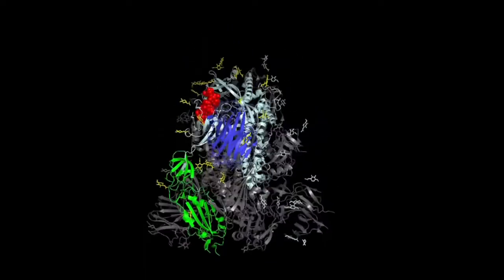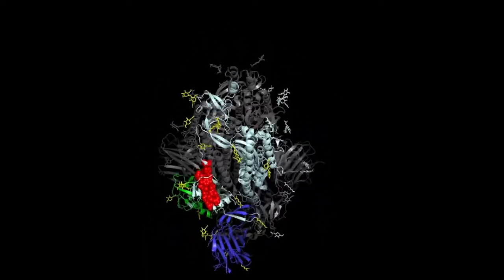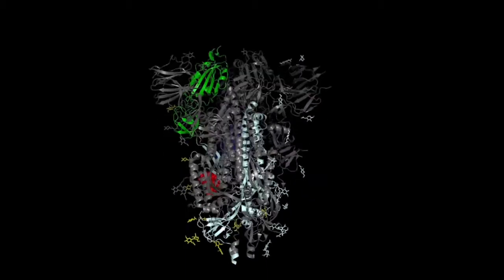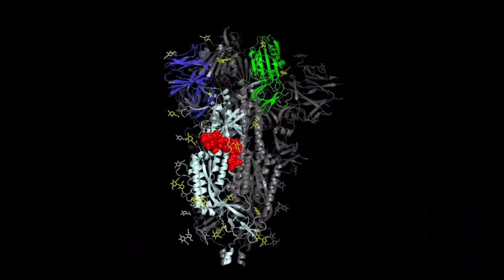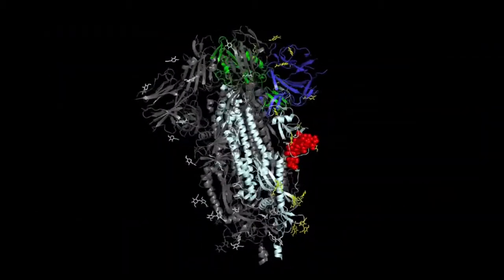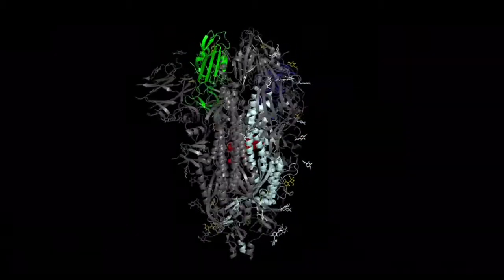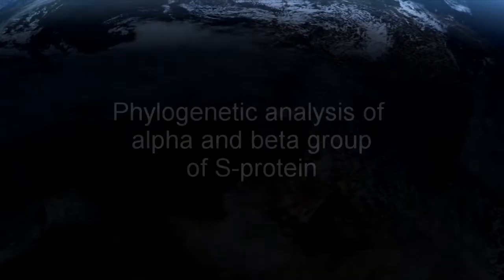In addition to this insertion of residues in the S1-S2 junction, only 29 variant residues exist between SARS-CoV-2 S protein and RaTG13 S protein, with 17 of these positions mapping to the single receptor binding domain.